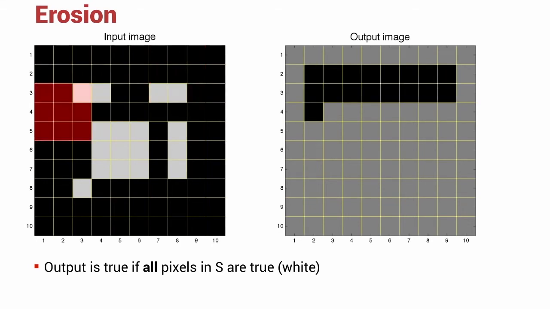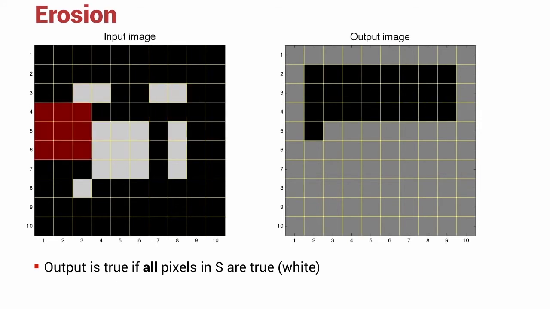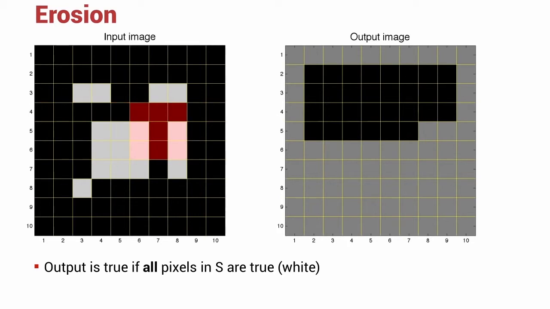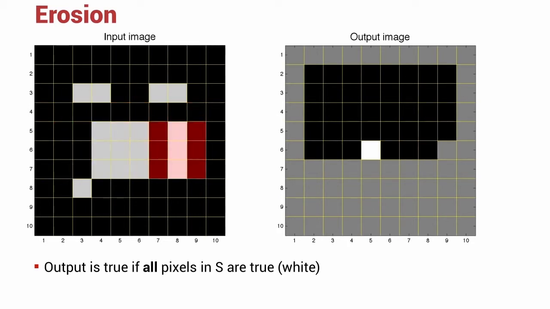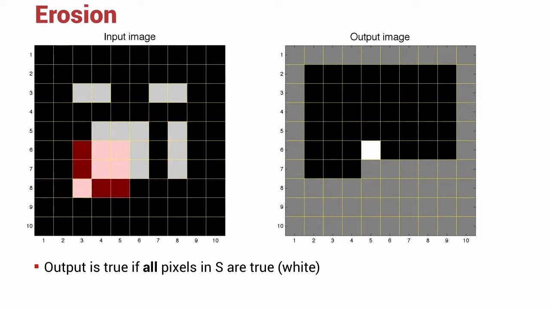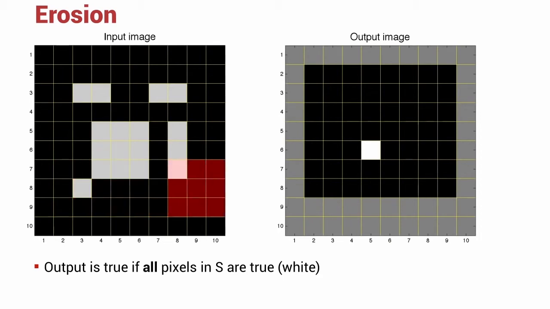What's different in this case is that the output is only true if all of the pixels underneath the red window are true. So far none have been. In a moment we will see that there's one particular case now where the output image contains a 1 pixel. That's where all of the pixels underneath the red marching window were all set.